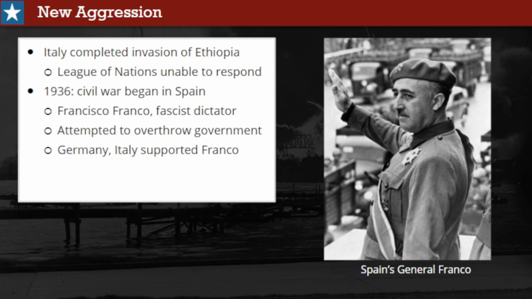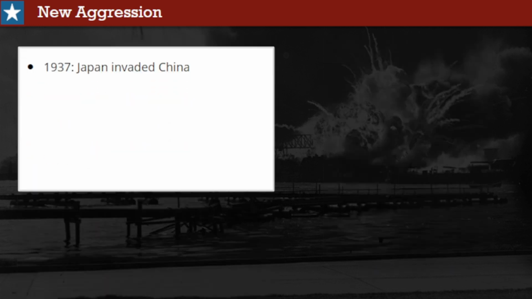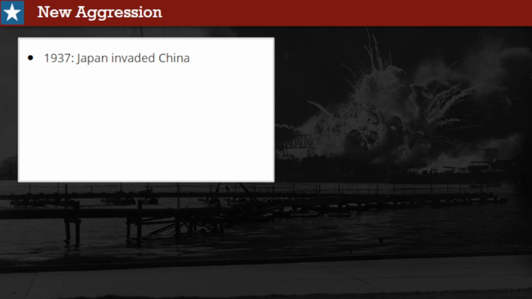Germany and Italy aided Franco by giving his side soldiers and weapons. Because the Nazis were able to try out many new weapons and military strategies during the Spanish Civil War, some have called it a dress rehearsal for World War II. Without support from the international community, Spain's government fell to the fascists, giving Hitler and Mussolini a new ally in General Franco. In 1937, Japan invaded China.